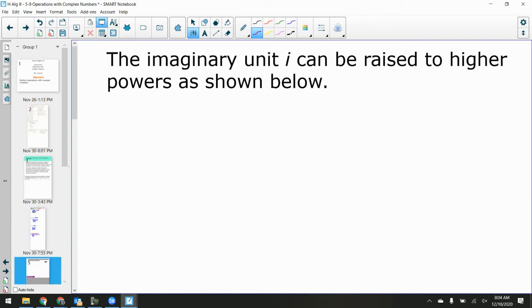All right, now we get to do something really fun. The imaginary unit i can be raised to higher powers, as we can see here. It's not shown below yet, I will show it. But why do we need this? Because eventually we're going to be multiplying with complex numbers, which we would need to take i squared, or maybe even i to the third, or maybe even i to the fourth. So what is that? Well, let's take a look here.